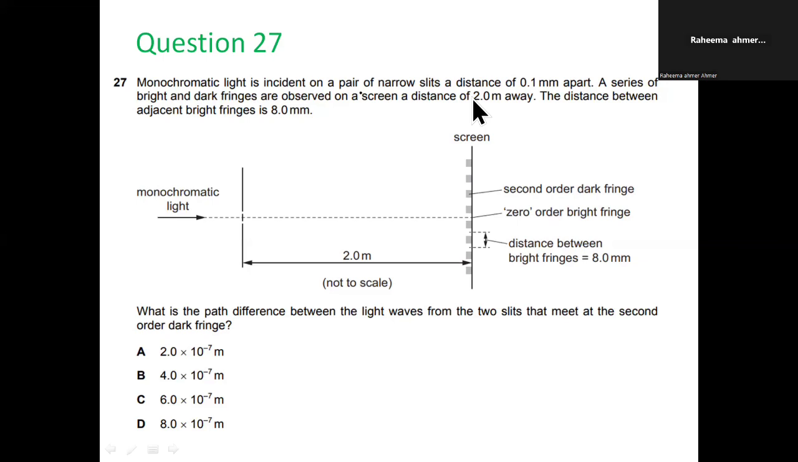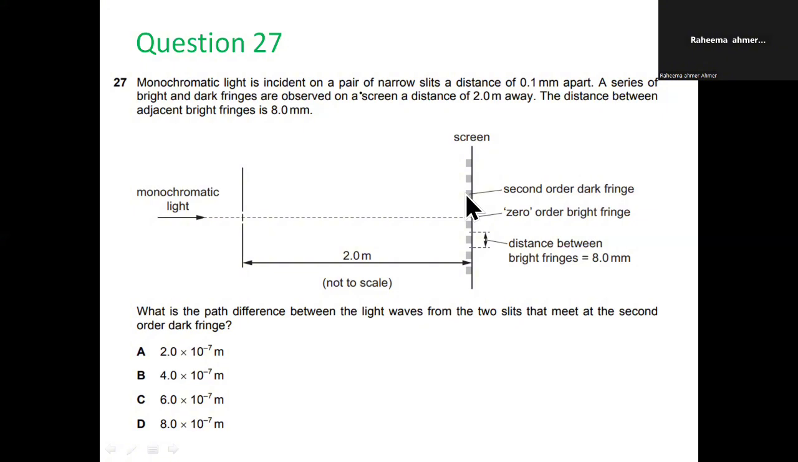where n would not be a whole number, it would be like 0.5, 1.5. So at the zero order bright fringe, the path difference would be 0. Then you start counting from here. So at the first order dark fringe, after the bright fringe there is a dark fringe, the path difference would be 0.5 lambda. And then at the first order bright fringe, the path difference would be 1 lambda. And then at the second order dark fringe, the path difference would be 1.5 lambda.